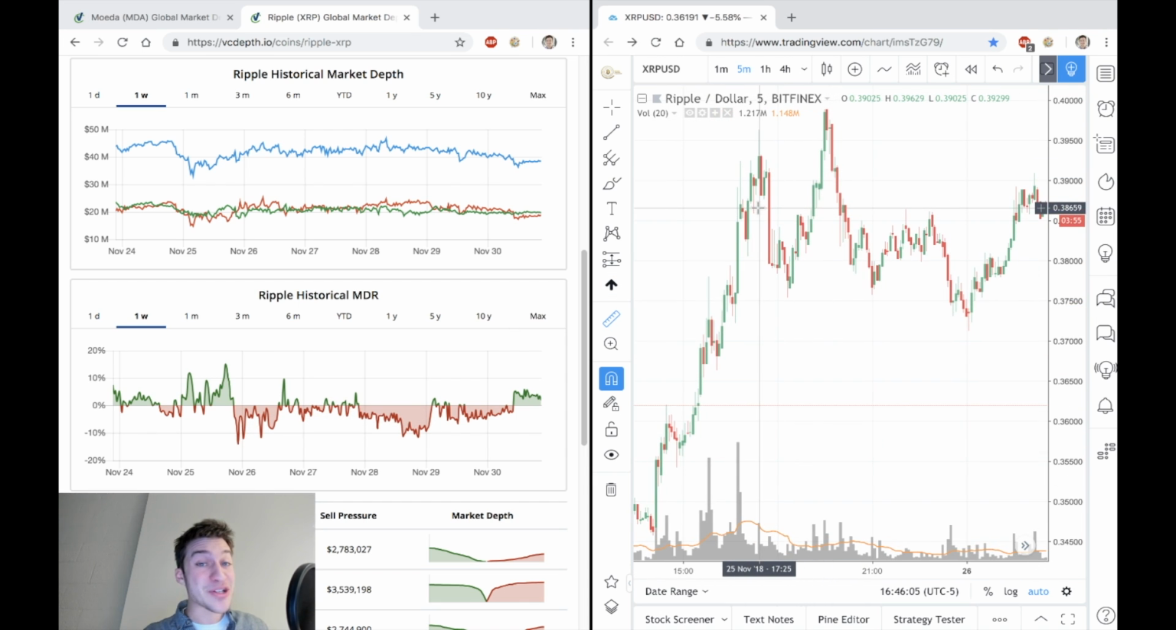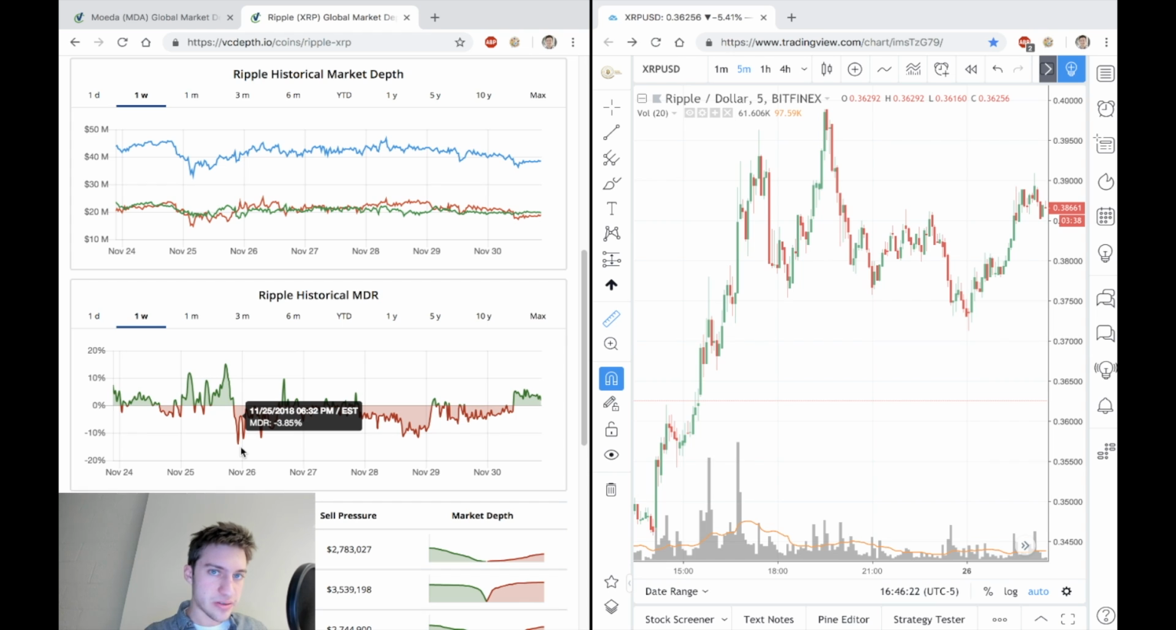This can even be used in the short term, because watch this. Yeah, 17:30 was a peak, but then the MDR changed from negative 14% to negative 3.85 at 6:30. So this is actually indicating for us to buy at around 6 p.m. to 6:30, 18 to 18:30. So it's indicating to buy at around 18 o'clock, which is here.